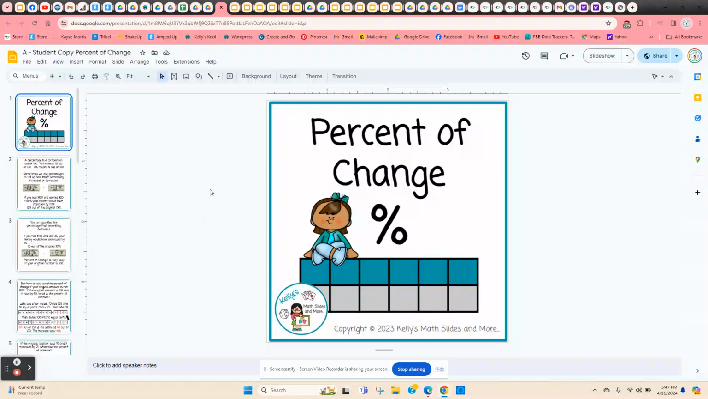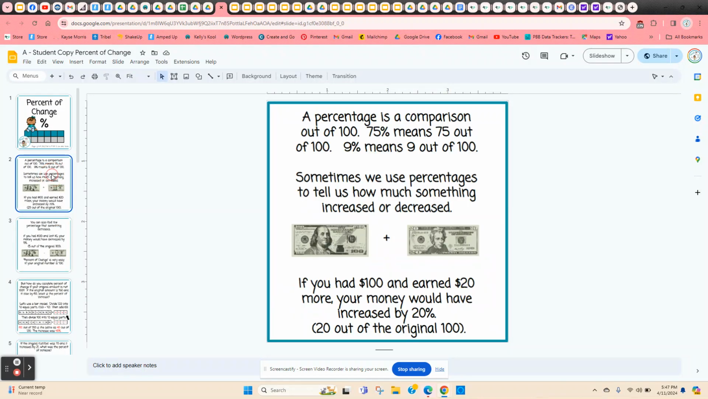Percent of change or rate of change. This is a digital lesson. This lesson is going to teach students 3 different ways to find the percent of change. It starts out with some very simple examples.